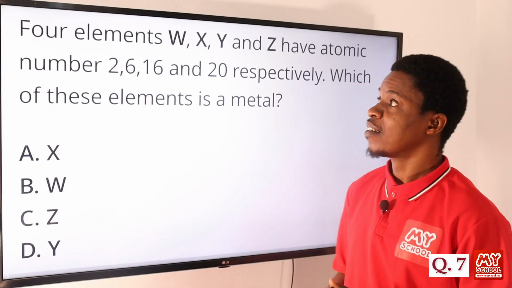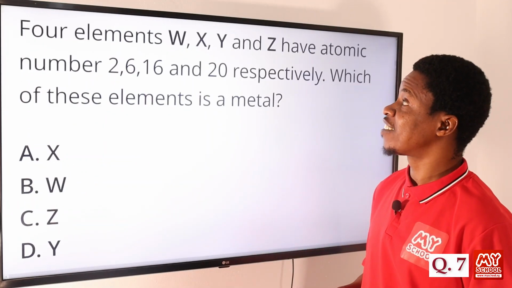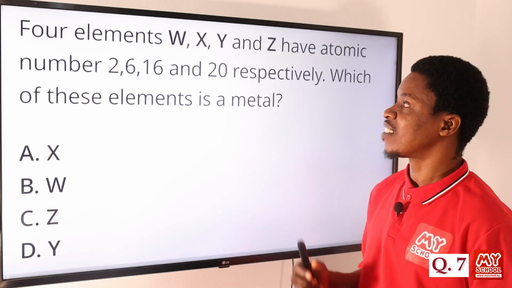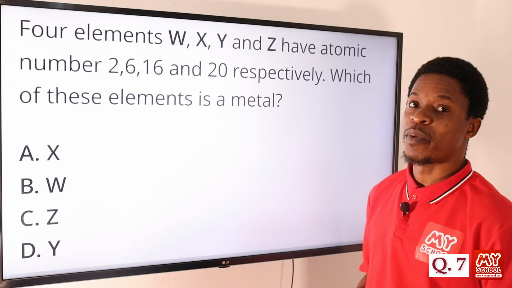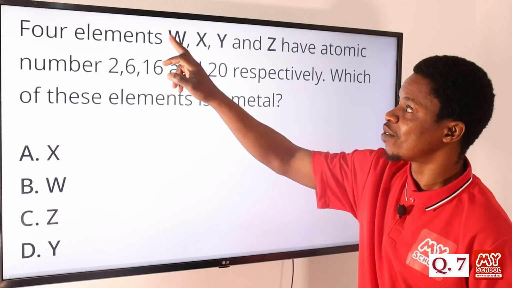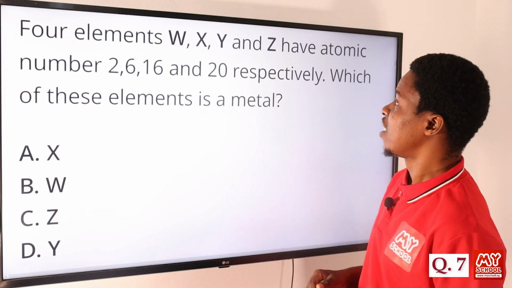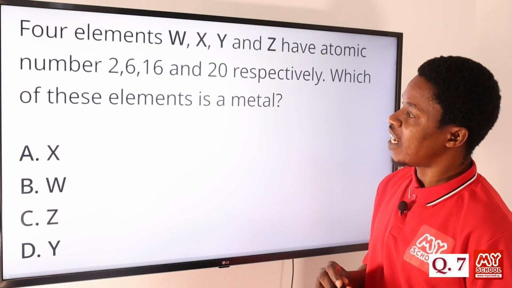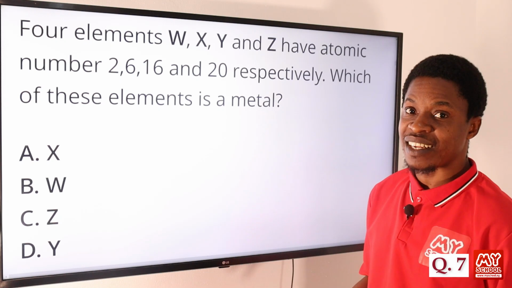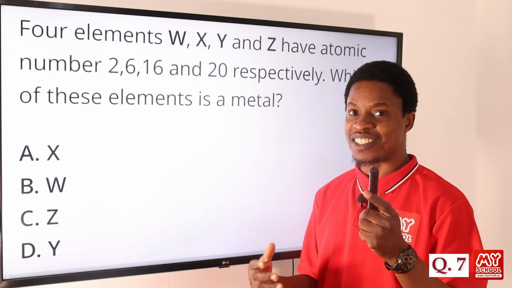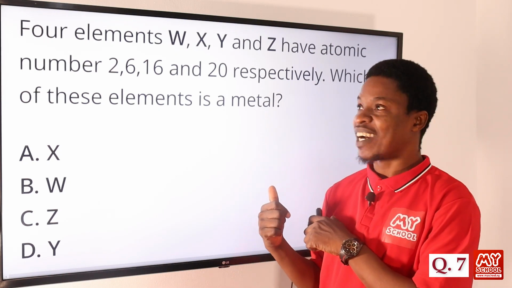Question 7. Four elements W, X, Y, and Z have atomic numbers 2, 6, 16, and 20 respectively. Which means 2 is to W, 6 is to X, 16 to Y, and 20 to Z. Which of these elements is a metal? I know you are just guessing now, and your guess might be right actually.